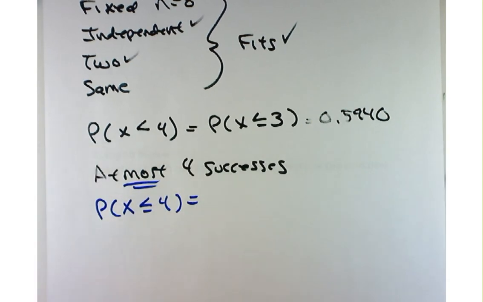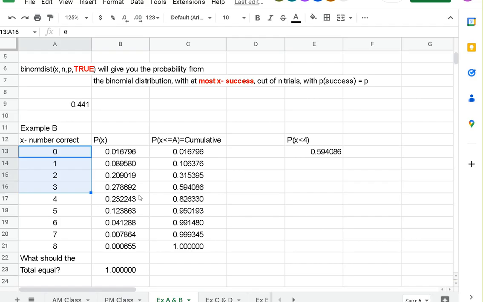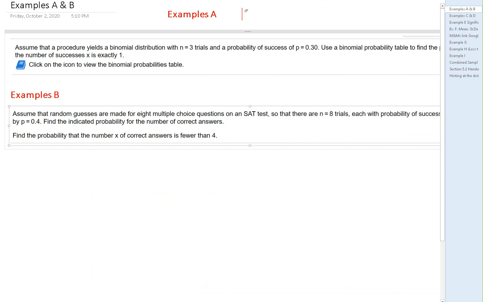So we can actually get that number right out of our table because it's right here. Basically, you're taking this number and adding 0.2322, so you get 0.826. So it's something to be aware of, a little bit of the language there. At most, at least. Those are going to be things that include or have an equal to. Less than, more than, you're not going to have that equal to possibility.